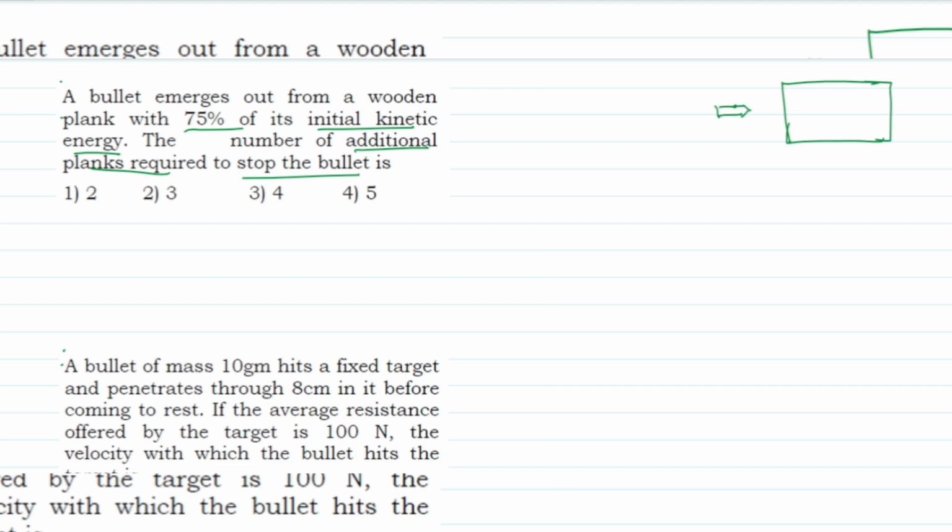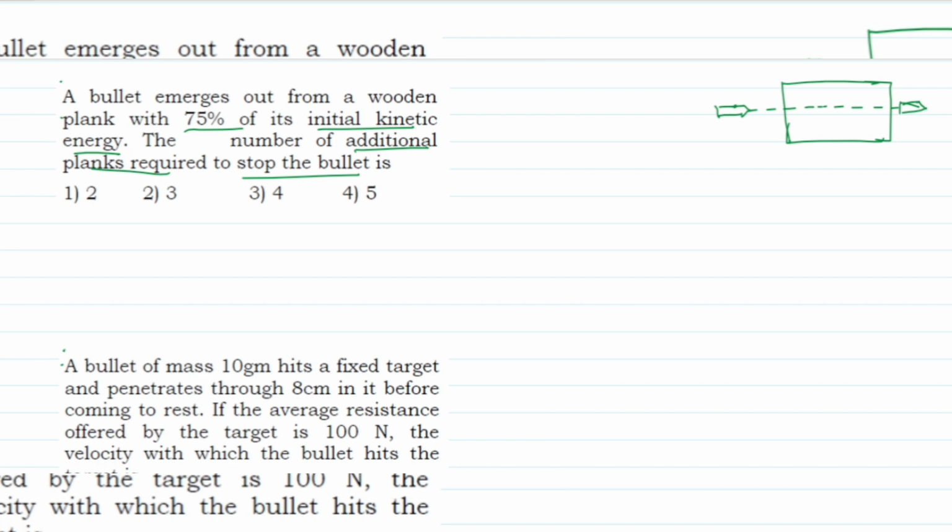and the bullet, when you are firing here, is going to be losing its kinetic energy. 75% of its initial kinetic energy is coming outside. Means here 25% of the energy it's going to be wasting. The remaining energy, 75% alone, will be present.